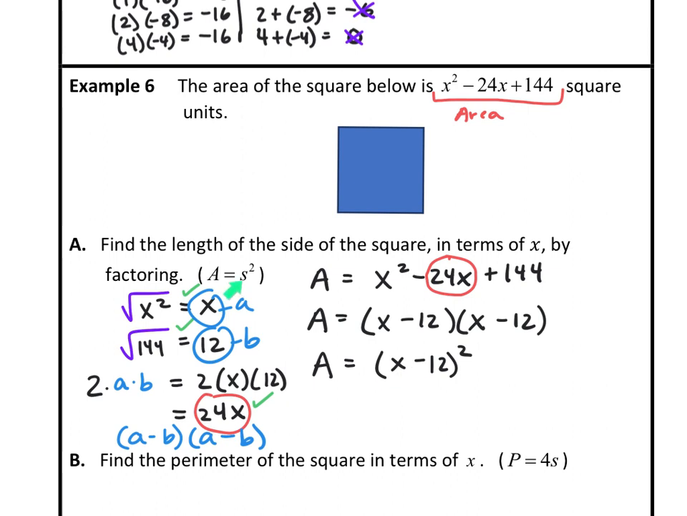So then what is S? S, which is the length of the side, is just one side. Right? If this is x minus 12, this is x minus 12. So it's just saying, if one side is x minus 12 and the other side is x minus 12, then the length of one side is just x minus 12.